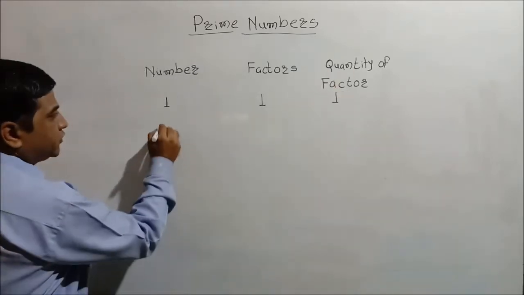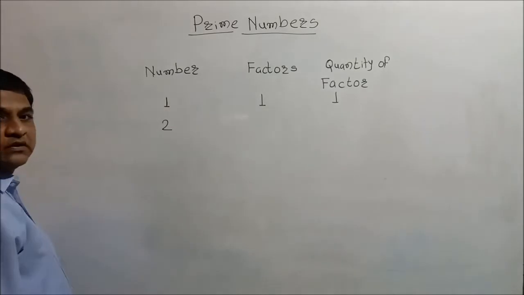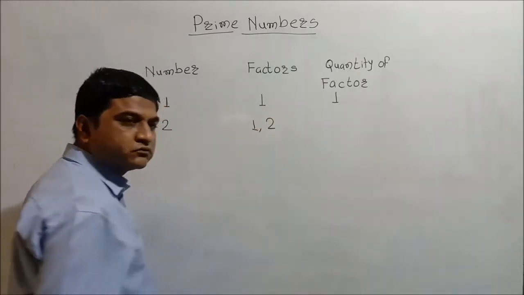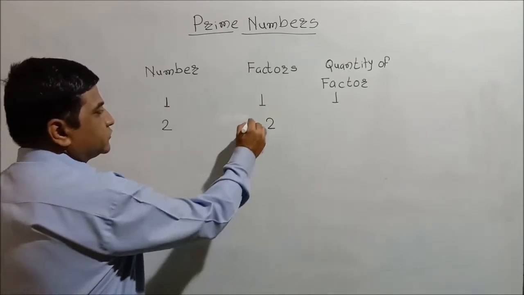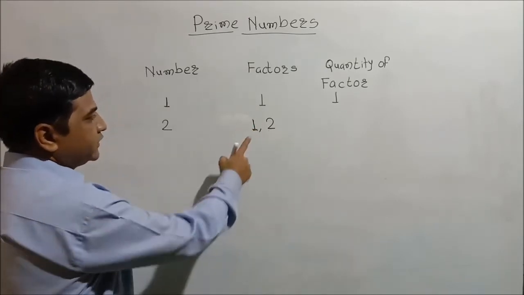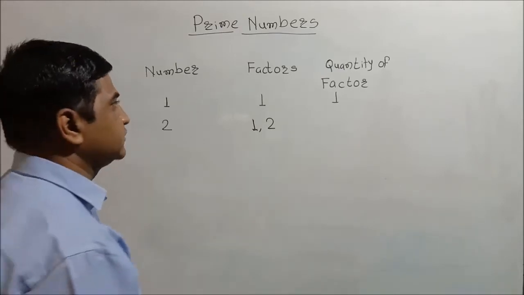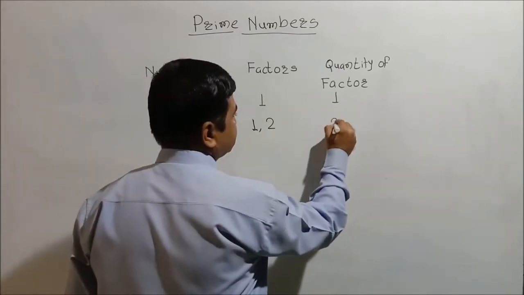Now we will go for 2. Well, 2 has two divisors, 1 and 2. So number 2 can be divided by 1 and by 2 perfectly without leaving any remainder. So we get the quantity of factors as 2.